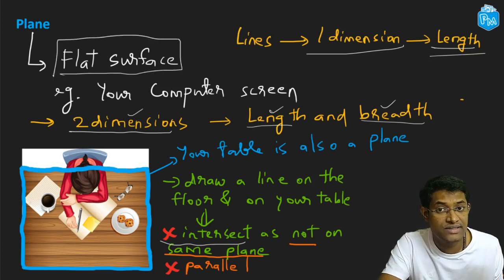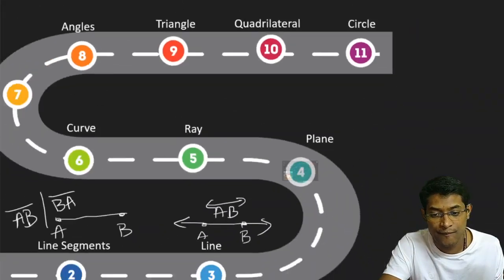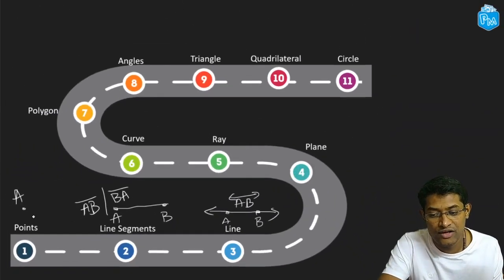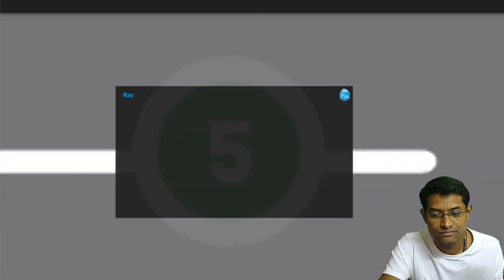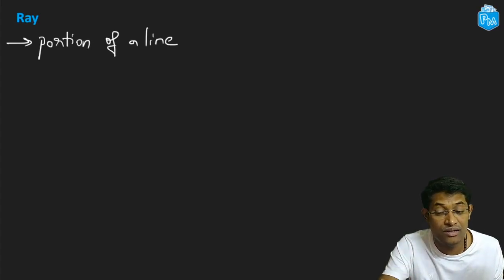All right, let's get back to our topic list. So we have got ourselves familiar with these four terms so far. The next term that we want to analyze is a ray. What is a ray in geometry? Let's try to understand. Now, a ray can be understood as a portion of a line. It's just one part of a line.